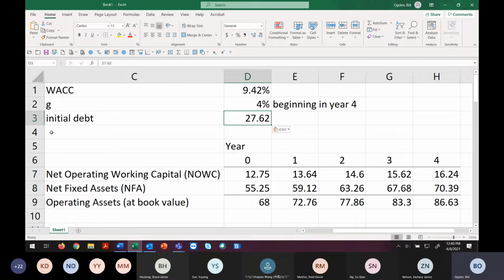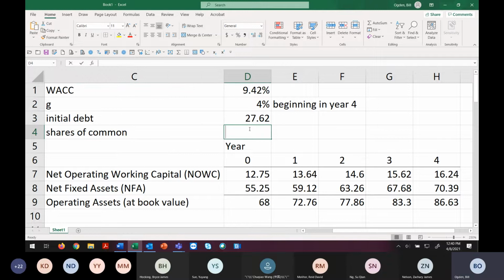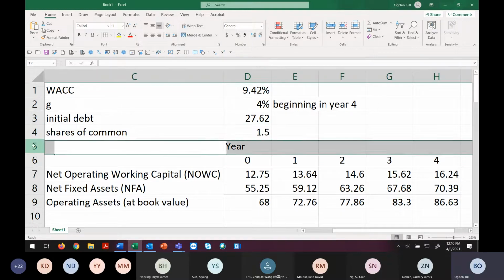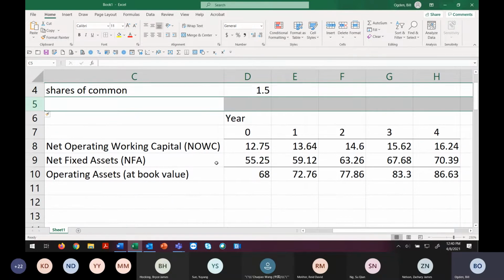Oh, one more for sure. I knew we had one more. Shares. Shares of common. We will have 1.5 billion shares. If you want, we can insert another row here to keep this cleaner. All right, looking so fine.